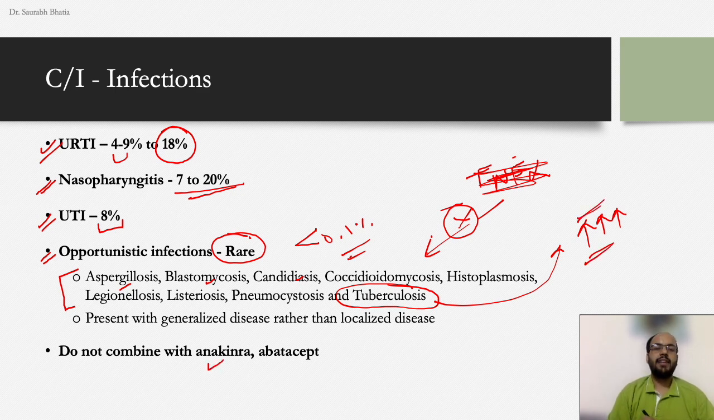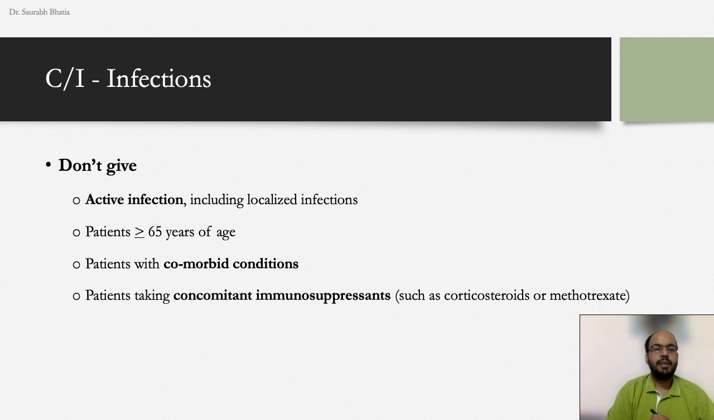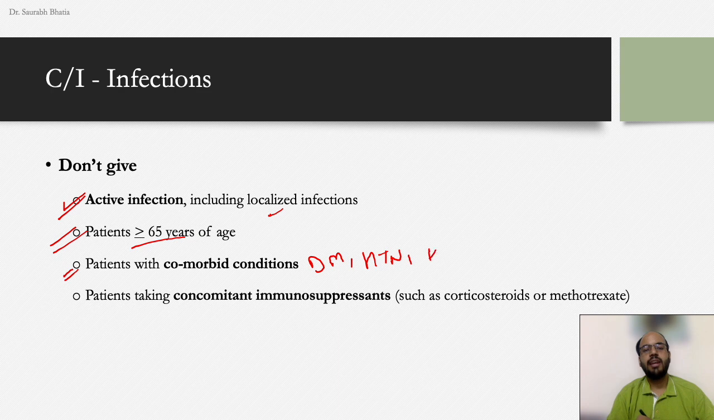Do not combine with anakinra or abatacept or any other TNF alpha inhibitor for that matter. There is no additional benefit in combining two different TNF alpha inhibitors. It will increase the chances of severe infections and malignancies. So it's better to avoid certolizumab in patients who have active infection even if it is localized. In the geriatric population, age more than 65 years. Patients with other comorbid conditions like diabetes mellitus, uncontrolled sugars, or severe hypertension, HIV. So these have to be kept in mind. Patients taking concomitant immunosuppression like corticosteroids or methotrexate, it's a better idea to avoid TNF alpha inhibitors in those patients.